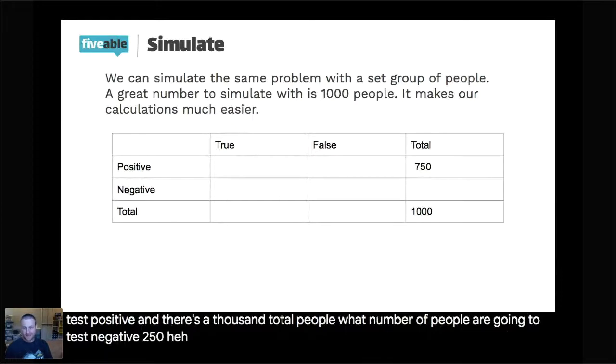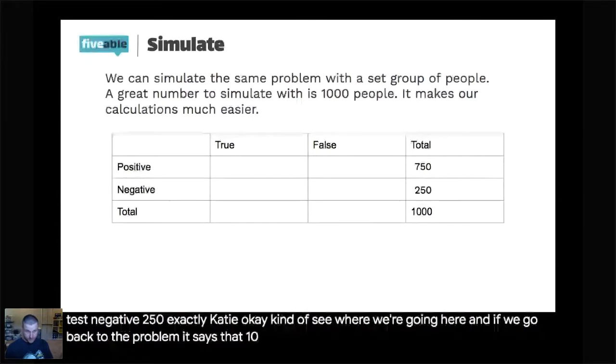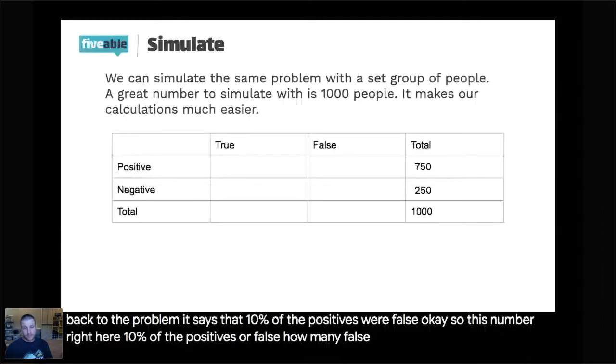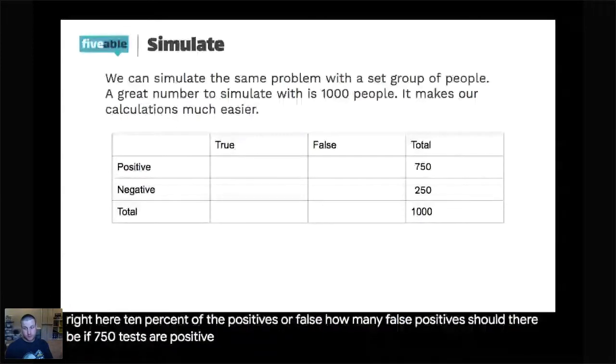250. Exactly, Katie. Okay. You'll kind of see where we're going here. And if we go back to the problem, it says that 10% of the positives were false. Okay, so this number right here, 10% of the positives are false. How many false positives should there be if 750 tests are positive? $75. Exactly. Do y'all see this?